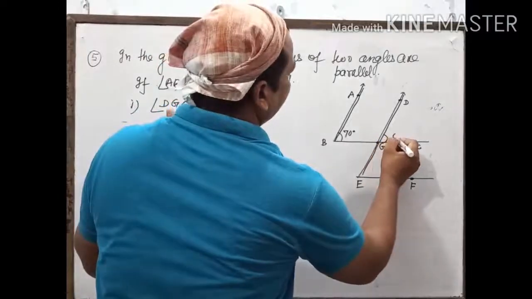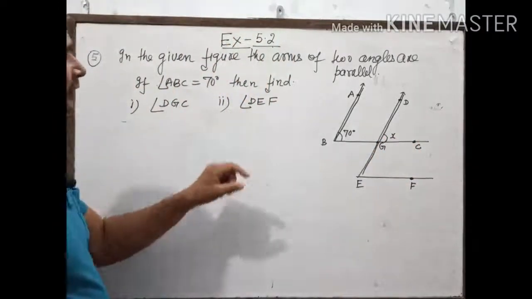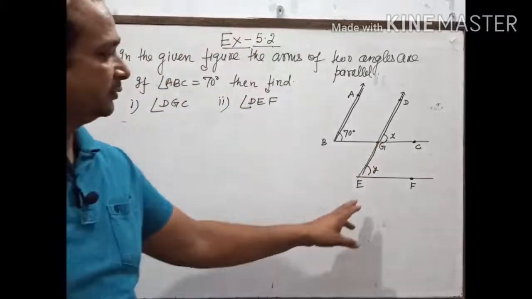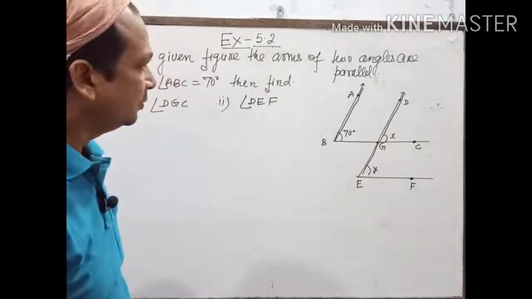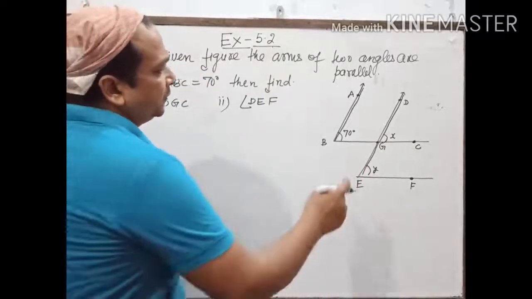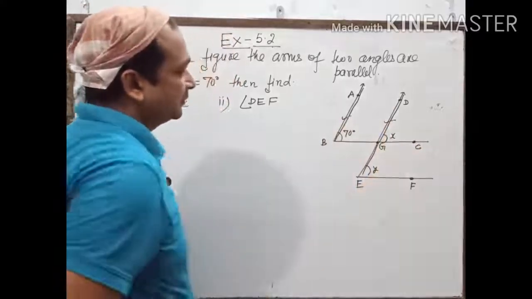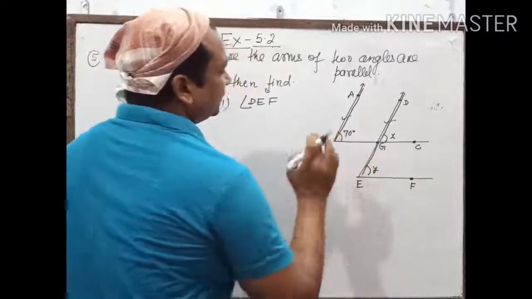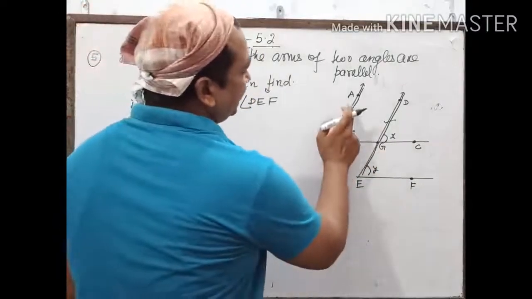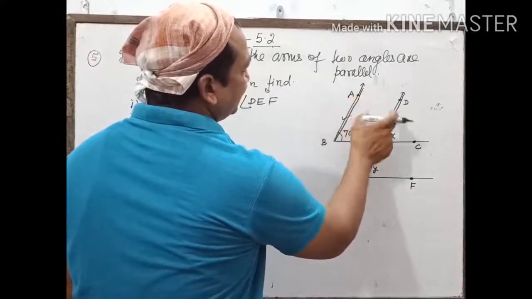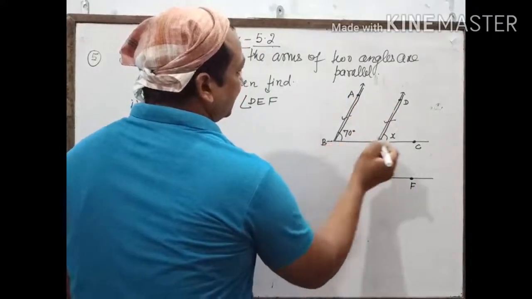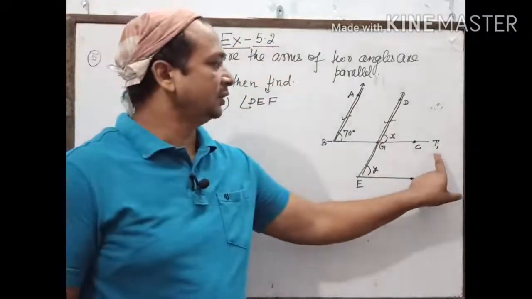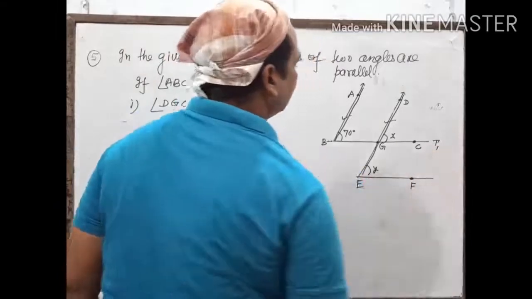DGC, let this be x, and DEF, let this be y. These two angles we have to find. Now if these two lines are parallel and we concentrate on BC, then we see that the line BC intersects this line and this line, these two arms. This means BC is the transversal. I write here T1, transversal.